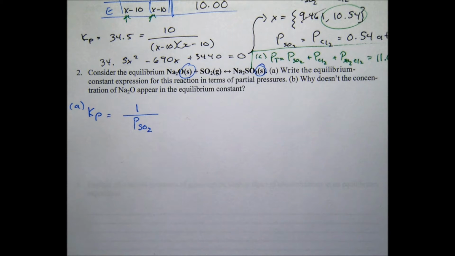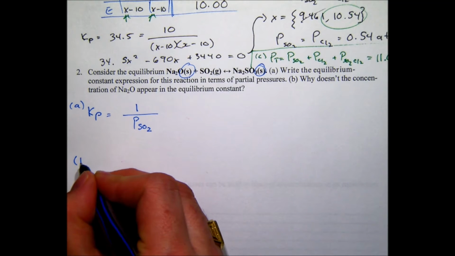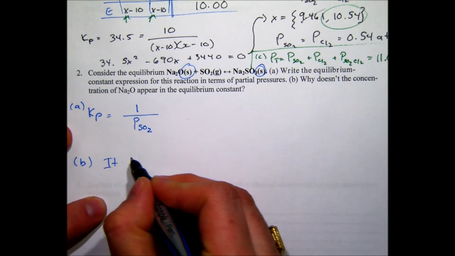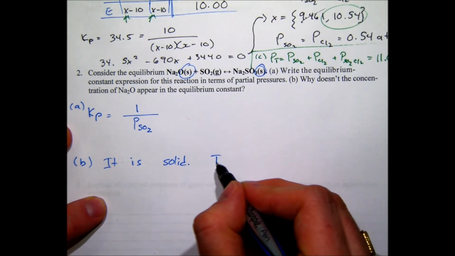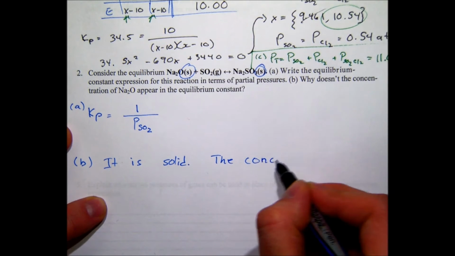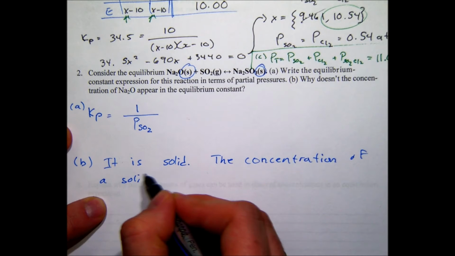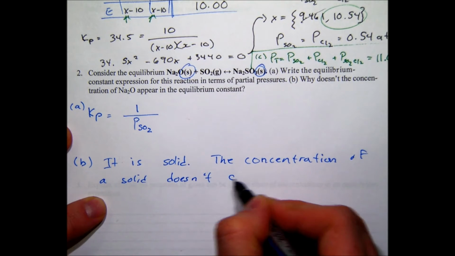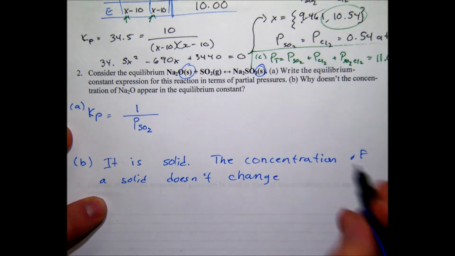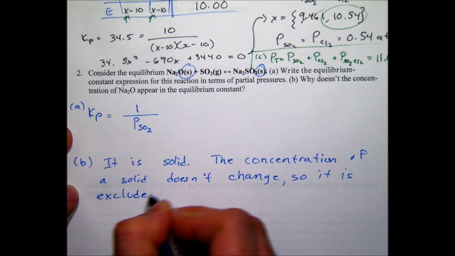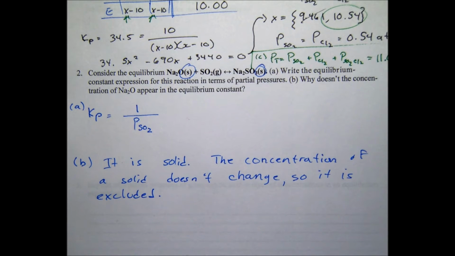And part B, then again, we're just going to look at that exact explanation. It says, why doesn't the concentration of Na2O appear in the equilibrium constant? Well, it is a solid, is the answer. And the concentration of a solid doesn't change appreciably. So it is excluded. And that's the only reason we don't write it. It's also true for pure liquids as well.